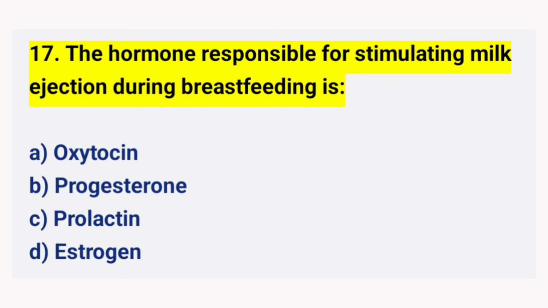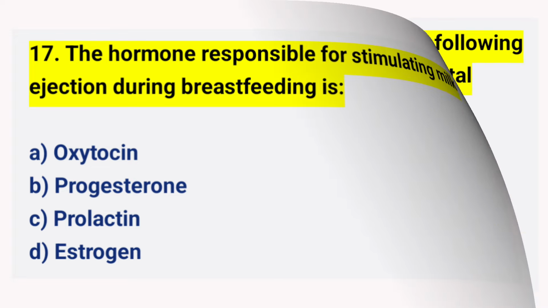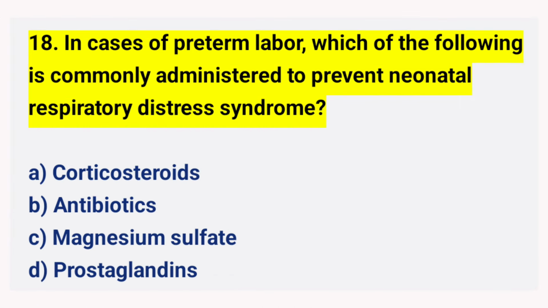Question number 17. The hormone responsible for stimulating milk ejection during breastfeeding is? The right answer is option A, oxytocin. Question number 18. In cases of preterm labor, which of the following is commonly administered to prevent neonatal respiratory distress syndrome? The right answer is option A, corticosteroids.